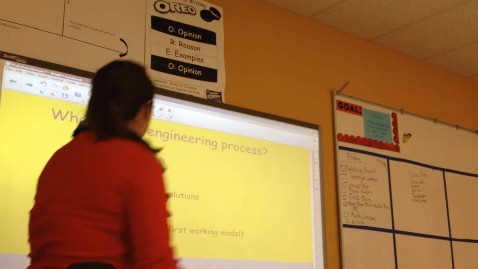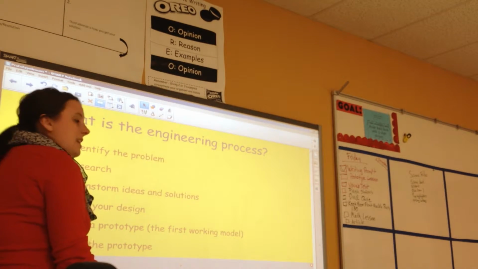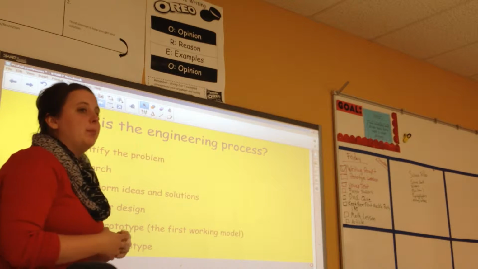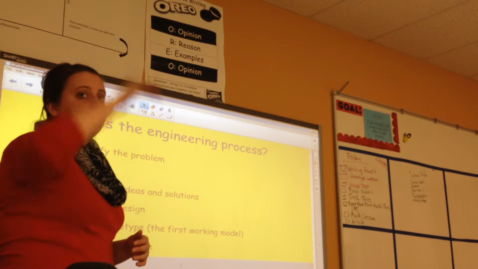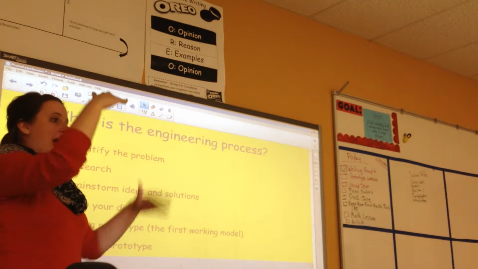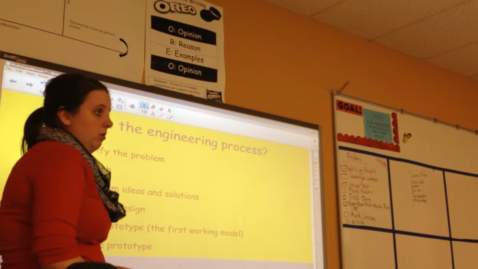Then maybe her first prototype, she drops it and it shatters all over the floor. So then maybe she needs to go back and brainstorm new ideas and solutions and draw the next design and create a new prototype. So the design process is not linear. It doesn't go down straight. You get to go up and work around as you go, like our writing process. Does that make sense to you? Okay.